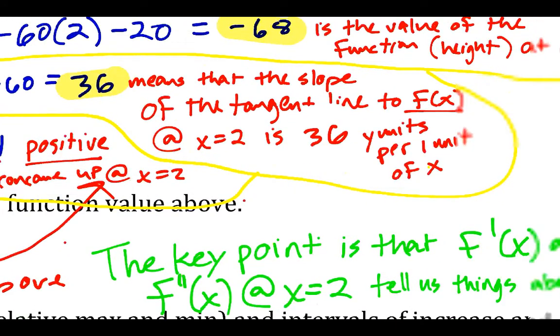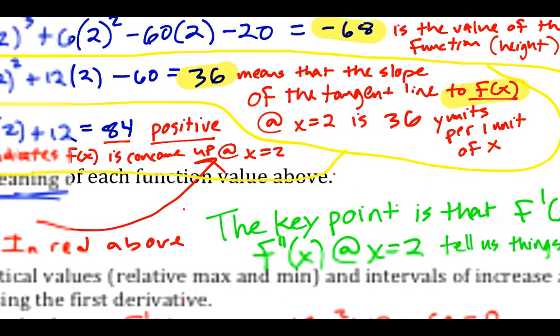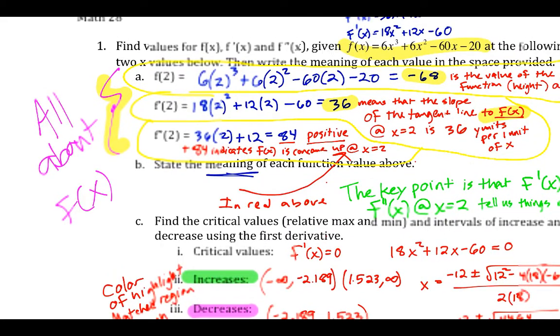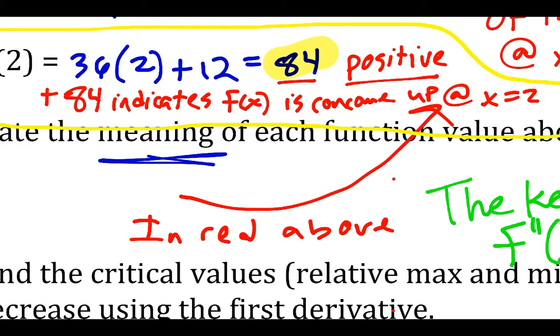What that tells you is that the slope of the tangent line to f of x, it's all about f of x, is 36 units per, and by the way, that's y units per 1 unit of x. So let's say this function was about dollars per year, then that would be $36 per year if my y was dollars and my x was in years. Okay, so below, f double prime, 84, the number I get from plugging it in there, it's positive. That's all we really care about.